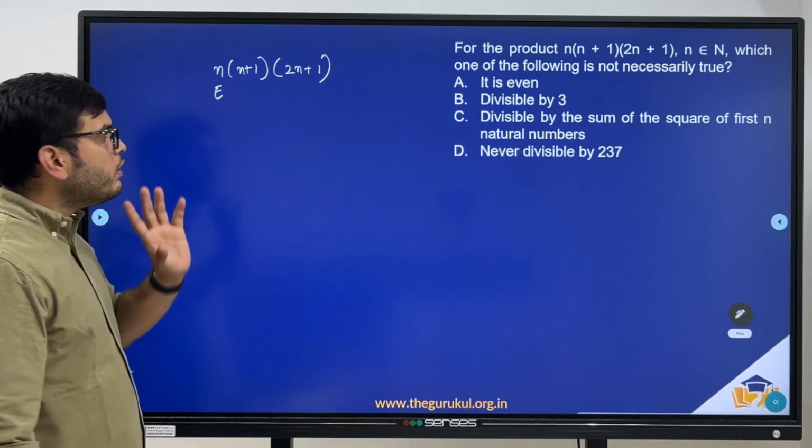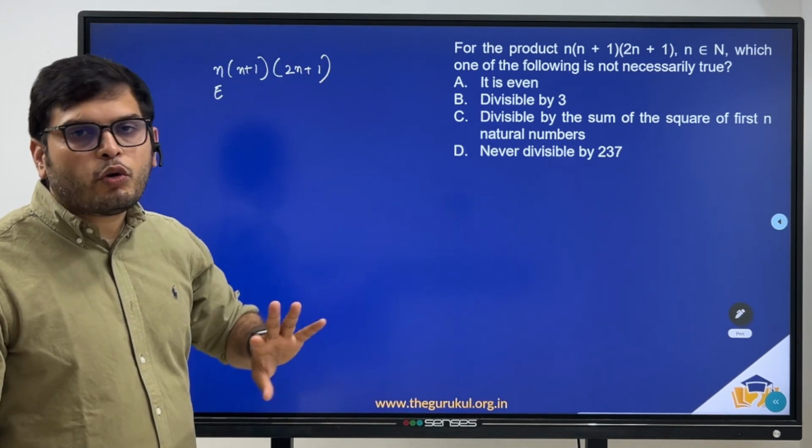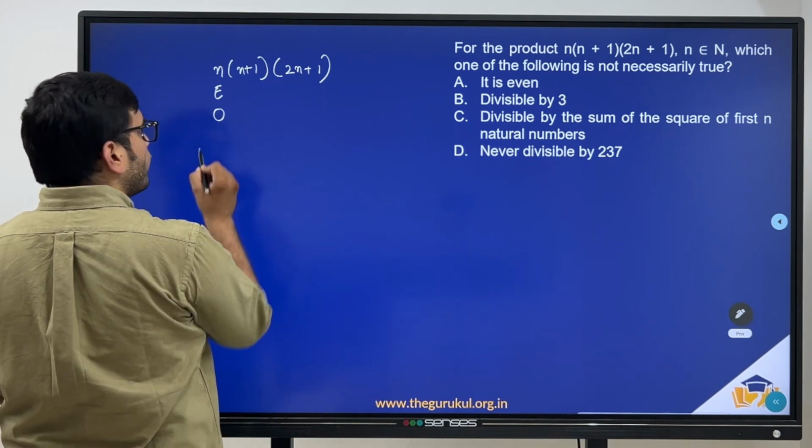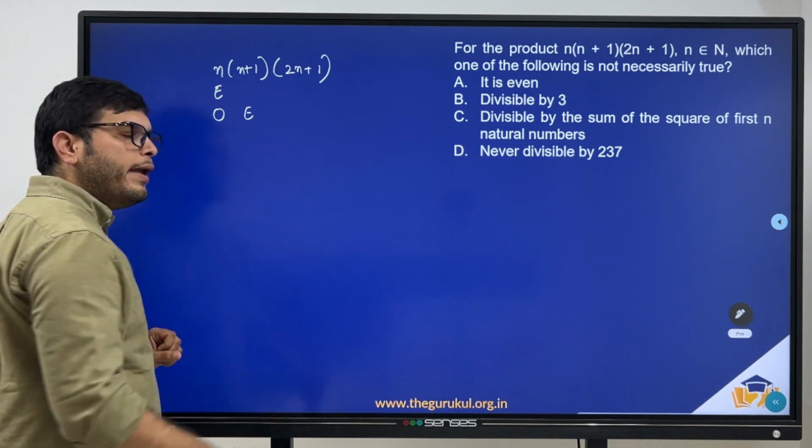Okay. So when n is even, the number n into n plus 1 into 2n plus 1 is also going to be even. Now if n is odd, right? So odd plus 1, this will be an even number.